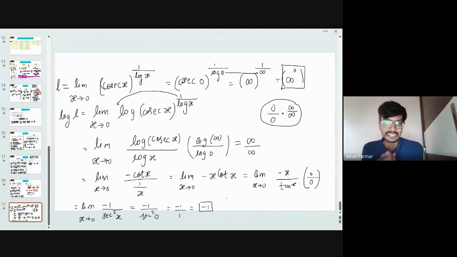I hope it is clear. Please note, if I get infinity raised to 0 form, we take log on both the sides. And please note, we got the value of log L as minus 1. So if I take anti-log, the value of L will be e raised to minus 1, which is 1 upon e.